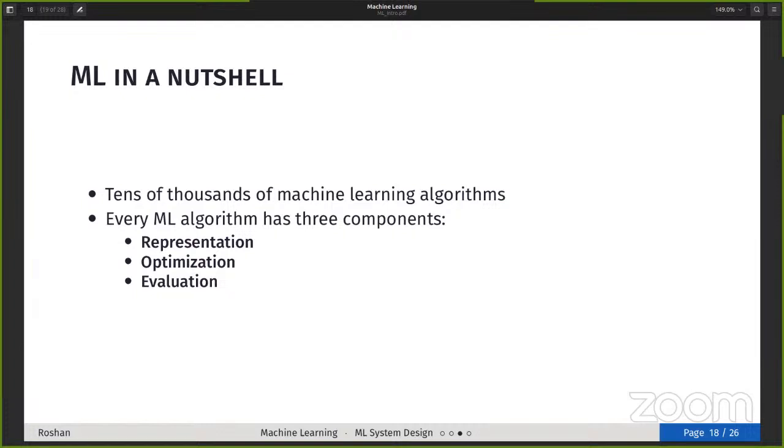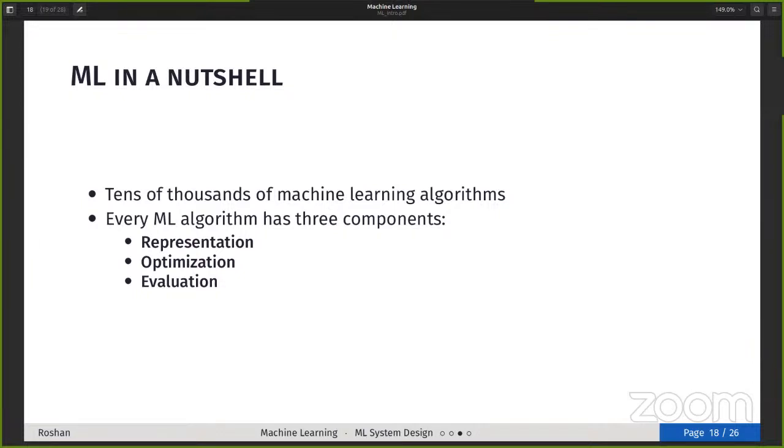So in summary, there are tens of thousands of machine learning algorithms. I think each year around 100 algorithms get published in ML. It's hard to keep track of which algorithm to use for which problem. But every ML algorithm has three main components. One is representation: what kind of model I should use for what kind of task.